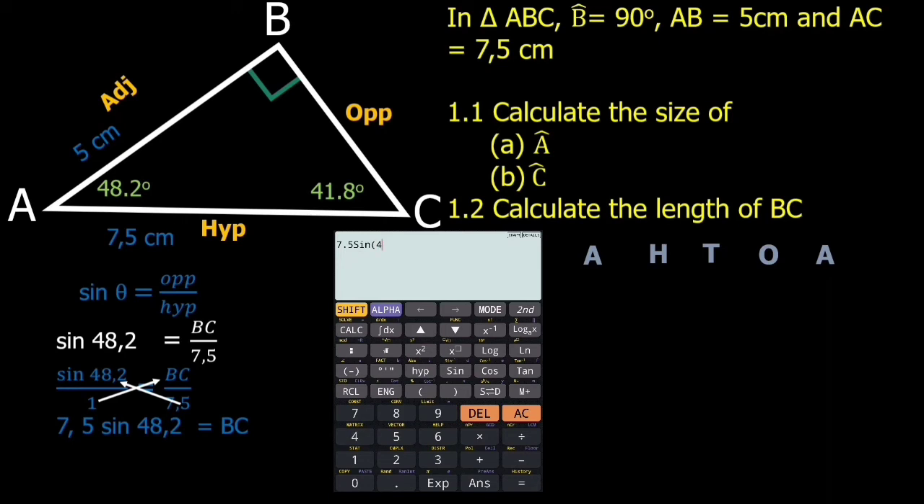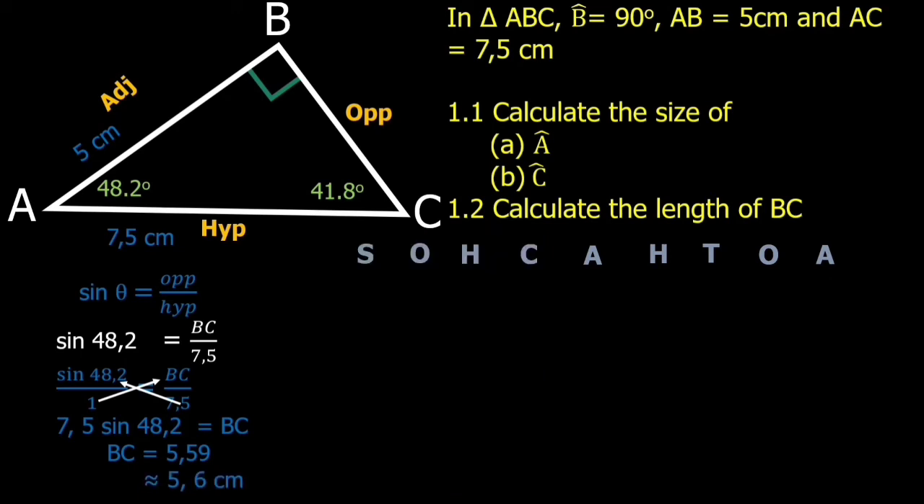So side BC equals 7,5 times the sine of 48,2, which comes again to 5,59. You can round that off to 5,6 centimeters to one decimal place.